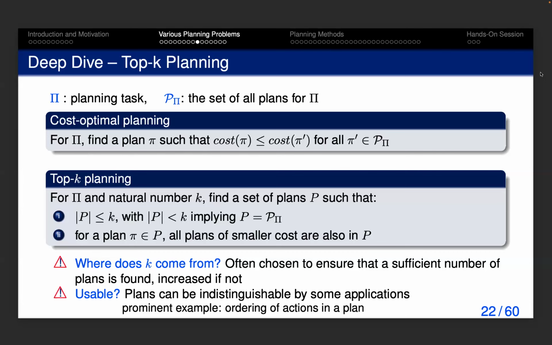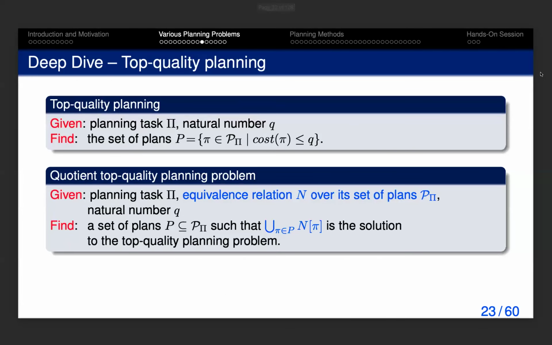That was the motivation for introducing the notion of top quality and quotient top quality planning problems. Starting with top quality: given a planning task and a cost bound, the task is to find all plans under that cost bound. It simplifies the definition greatly, and you don't need to consider the size of the set. The problem here is that the set of plans can still be infinite. We'll get back to it later, but in principle, that can happen.